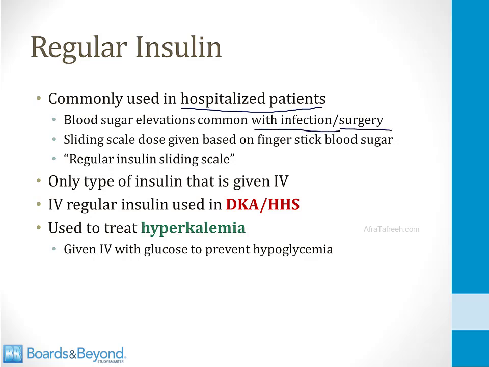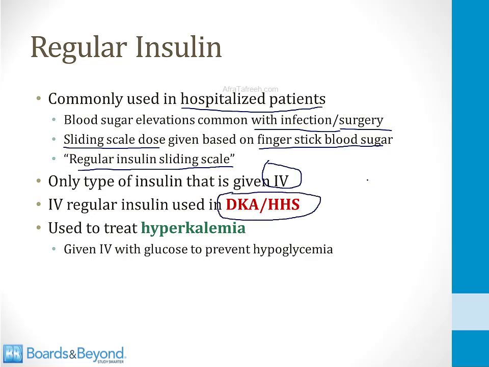You will often prescribe what's called a regular insulin sliding scale. This is a sliding scale or escalating dose that is given by the nurse based on how high the fingerstick blood sugar is at the bedside. Regular insulin is also the only type of insulin that is given IV. You need to give IV insulin to treat serious complications of diabetes like DKA and HHS. I talk about both of these in another module, but they are dangerous and potentially life-threatening, and IV regular insulin is the therapy of choice.